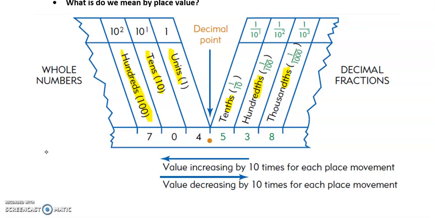Okay, so you can see here, these are going up by powers of 10, 10 to the power of 1, 10 to the power of 2, next one will be 10 to the power of 3. But on the right, they're fractions, so 1 over 10 to the power of 1, 1 over 10 to the power of 2, 1 over 10 to the power of 3.